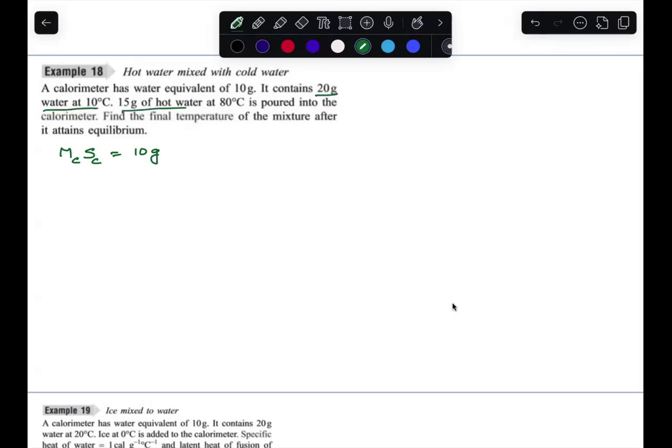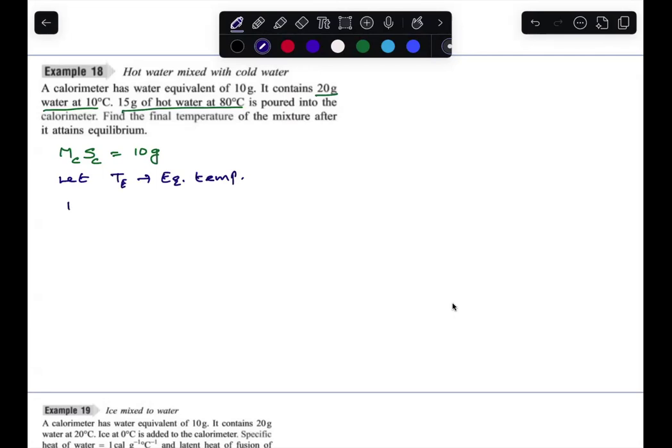It contains 20 grams of water at 10 degrees centigrade. 15 grams of hot water at 80 degrees centigrade is poured into the calorimeter. Find the final temperature of the mixture after it attains equilibrium. For this purpose, I am assuming let TE be the equilibrium temperature. Here, who are gainers and who are the losers?